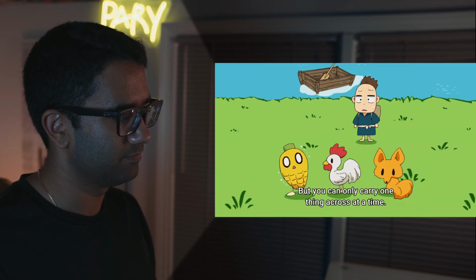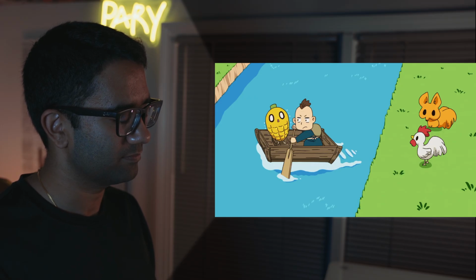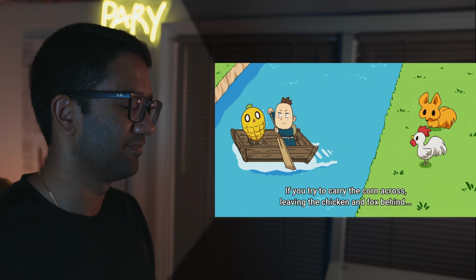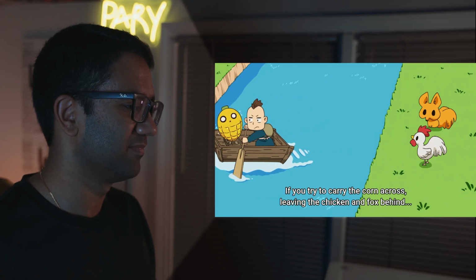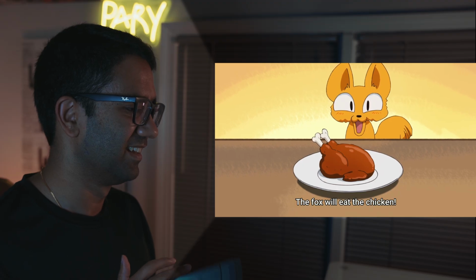This is a very famous puzzle, and one important detail here is the man in the boat can only take one of the three at a time.